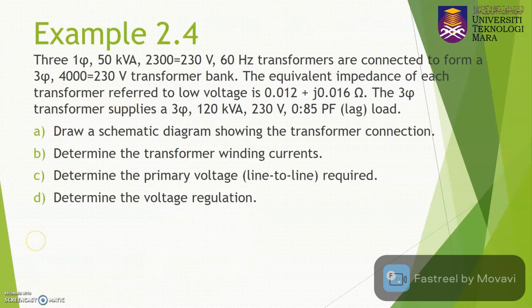Okay, now let's have a look at the following example on how to solve a problem on the three-phase transformer.